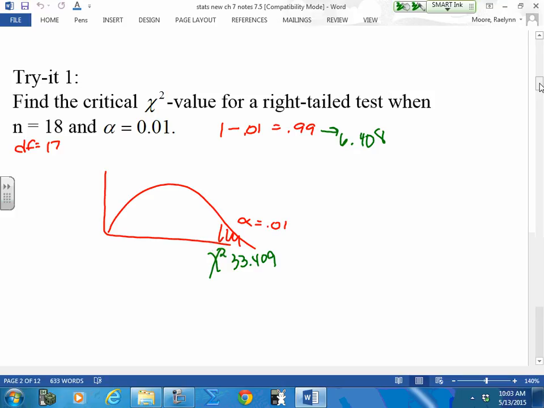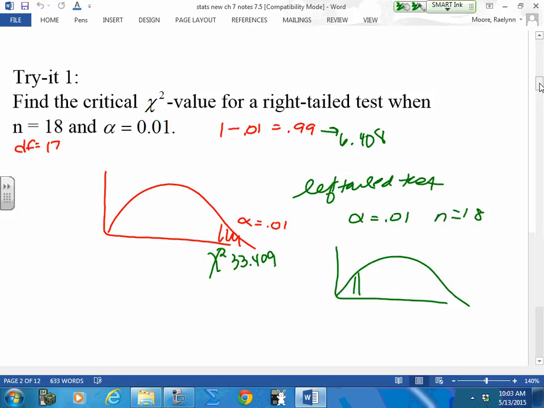If I did a left tail test for the same information, level of significance 0.01, n is 18, I wanted the left tail test this time. I wanted this one. I'm looking at my area to the right. Now I'm taking this guy. Do you see the difference? The smaller one has to be on the left, the larger one has to be on the right. It's not that tough.